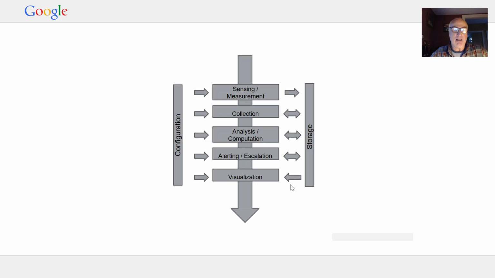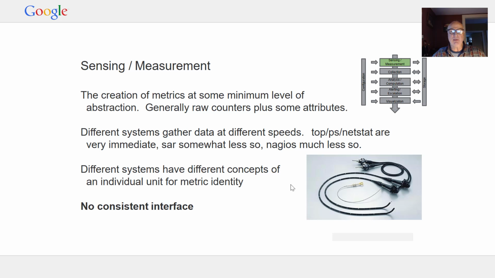Here's the architecture that they use for their monitoring system, which is really pretty cool, I think. We'll go through this step by step. Right on top we have sensing. Sensing is gathering the metrics themselves. There's no consistent interface for this, but it's just different ways to gather metrics.